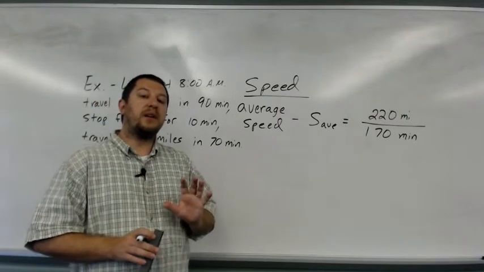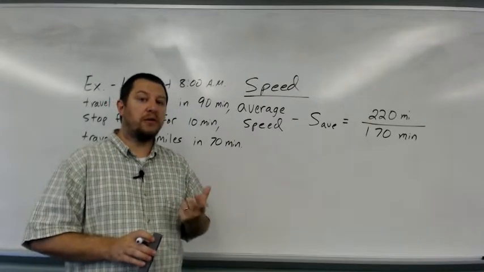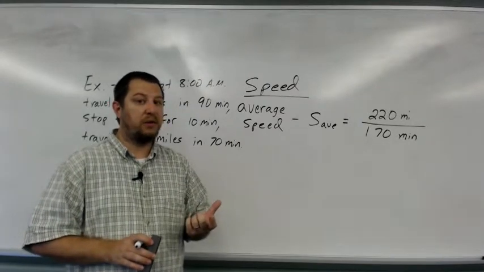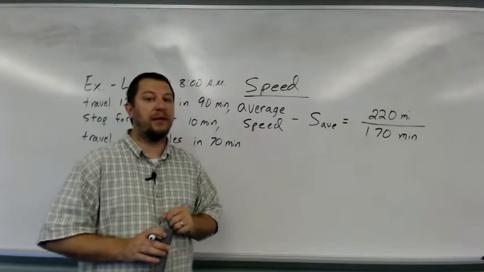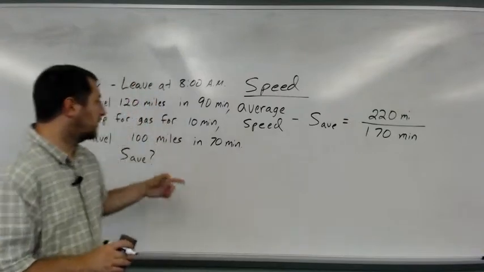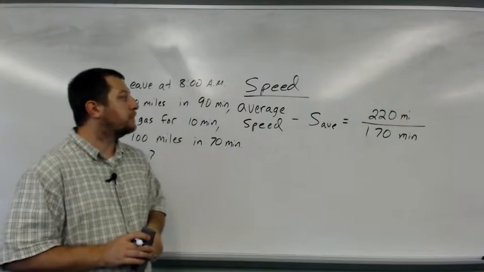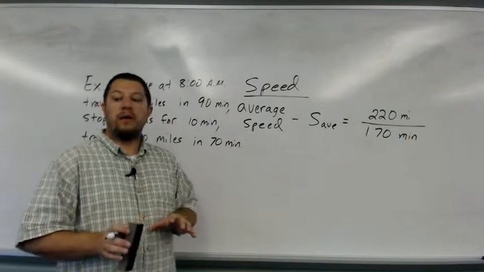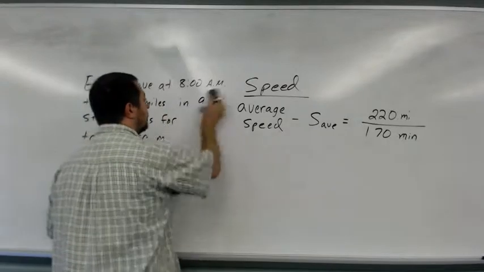Now, here's something about your average speed. Your average speed cannot be larger than the fastest speed that you traveled, and it cannot be lower than the slowest speed that you traveled. And in this case, that's not really an issue because our slowest speed would be 0 when we were stopping for gas. Now, let's contrast that with what we call the instantaneous speed.